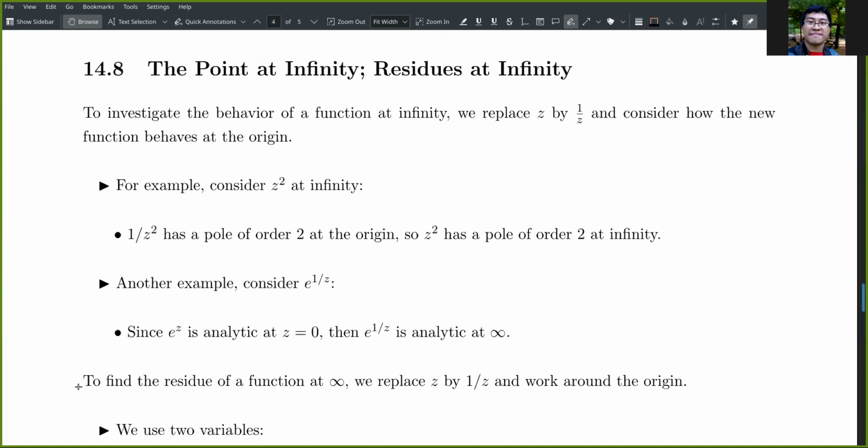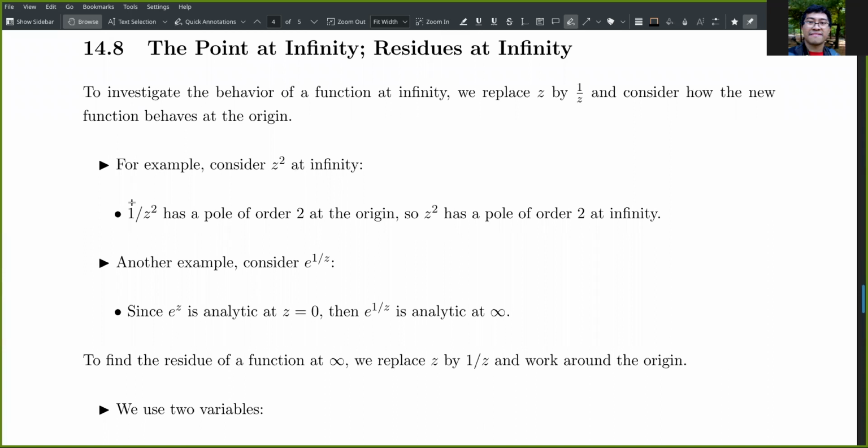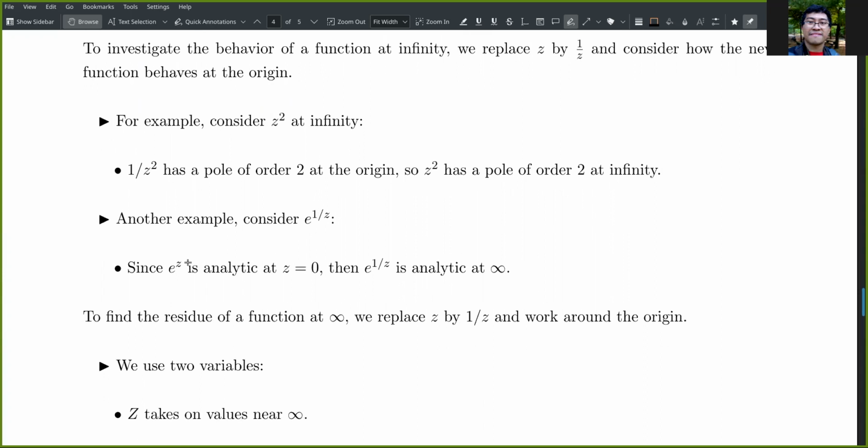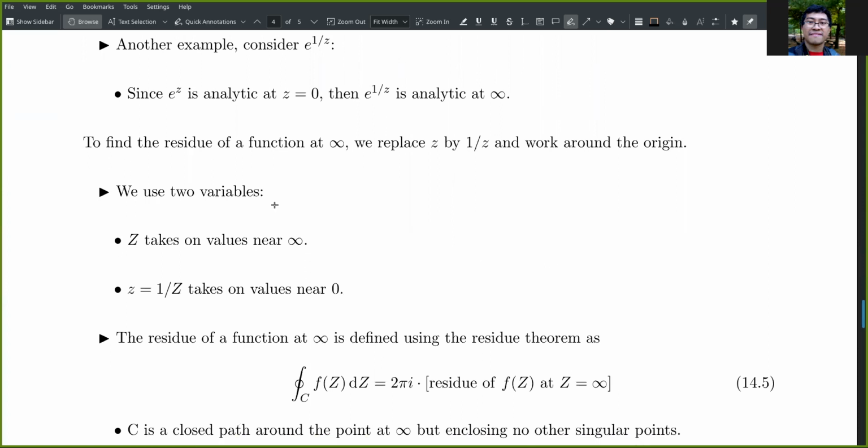So let's proceed to the point at infinity. To investigate the behavior of a function at infinity, we replace z by 1 over z and consider how the new function behaves at the origin. For example, if you have z squared at infinity, 1 over z squared has a pole of order 2 at the origin. So z squared is a pole of order 2 at infinity. If you have e^(1/z), it is analytic at z equals 0, therefore e^(z) is analytic at infinity. To find the residue, we replace z by 1 over z and work around the origin. So we use two variables, capital letter Z takes on values near infinity, small letter z takes values near 0.